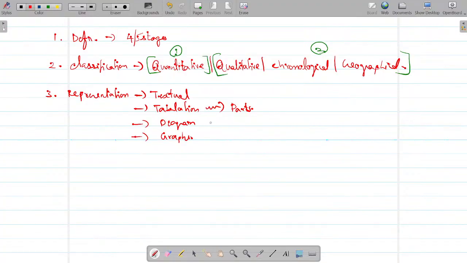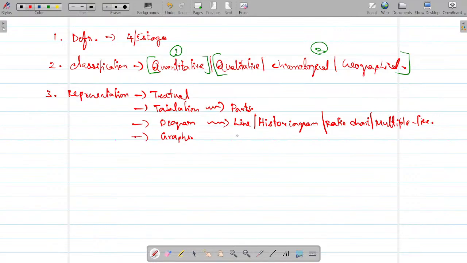Diagrams: what are the different diagrams? You can refer to the pages and list them out. Line diagram, or what you call a historiogram. Am I right with the spelling? Historiogram. Next, ratio chart. Multiple line chart. Multiple line or multiple axis?